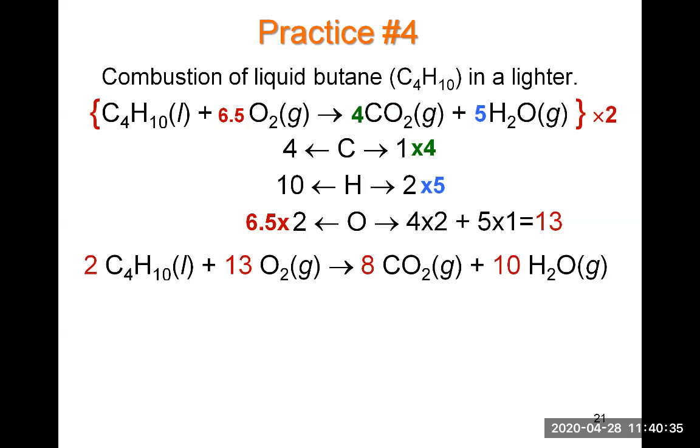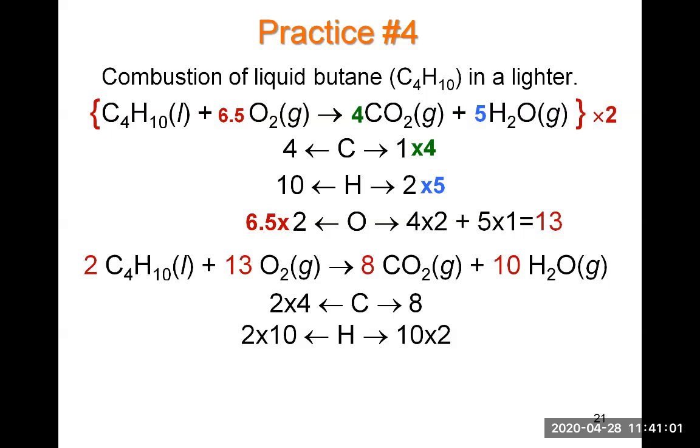Let's count the carbons. On the left, we have 2 times 4 is 8. On the right, we have 8. So 8 and 8, it's balanced for carbon. Hydrogen, we have 2 times 10 on the left. And on the right, we have 10 times 2 from the molecule of water. And so that's 20 on both sides.